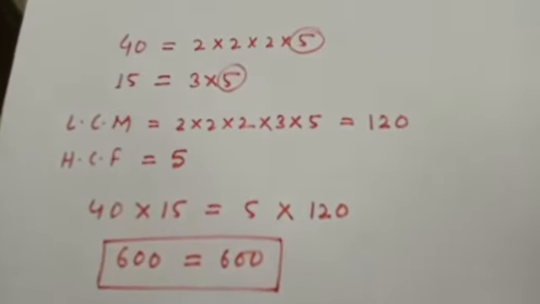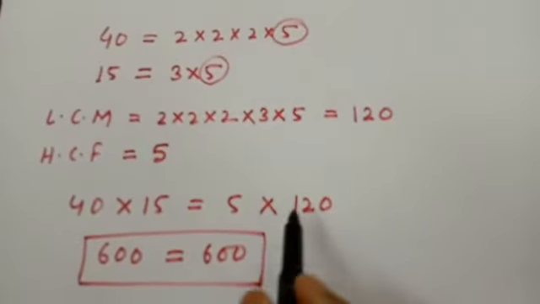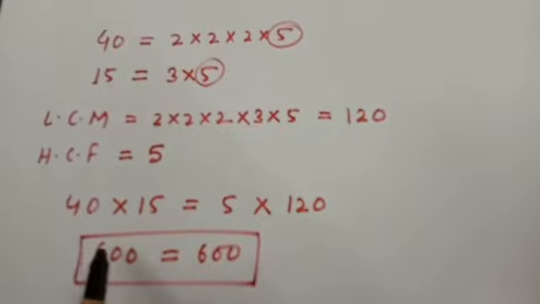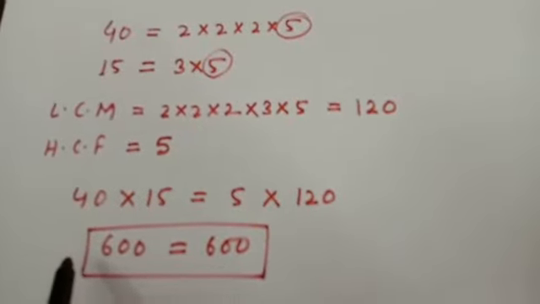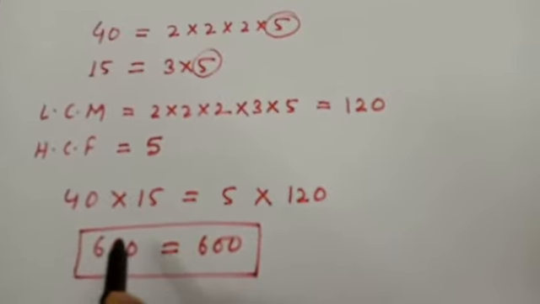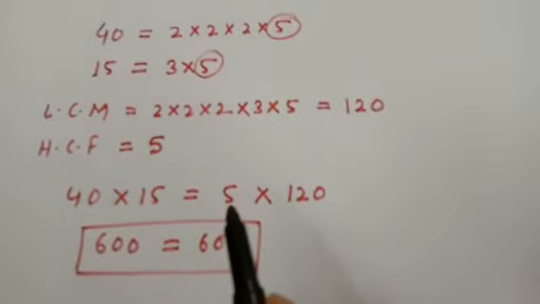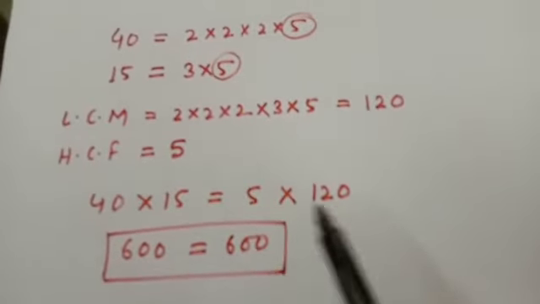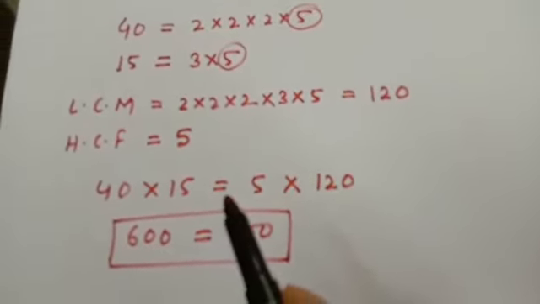Once again, I have already told you this method is not applicable for 3 numbers, 4 numbers or 5 numbers. There is another relationship for 3 numbers and more than 3 numbers.